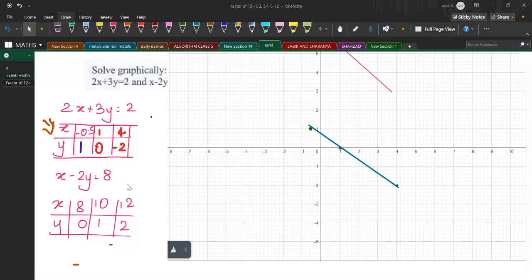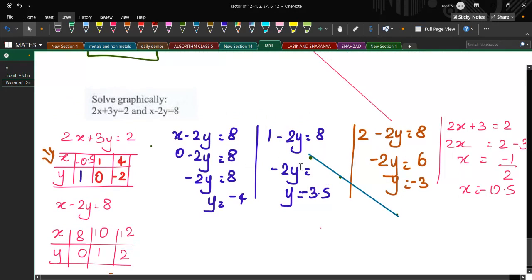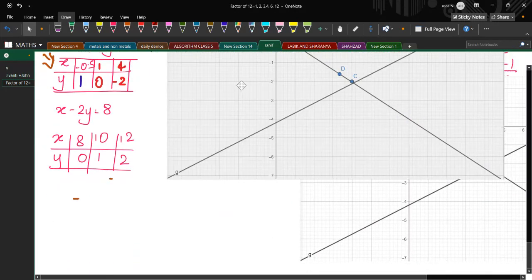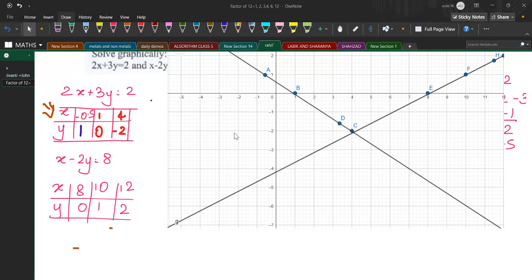Chalo. Now let's connect it. No, what we imagined was not the correct one. But what is the solution? Where they are meeting is the solution, na? That only we wanted. That's the reason we were plotting. What is the solution? 4 and minus 2. 4 and minus 2 is the solution here. So x is 4 and y is minus 2.